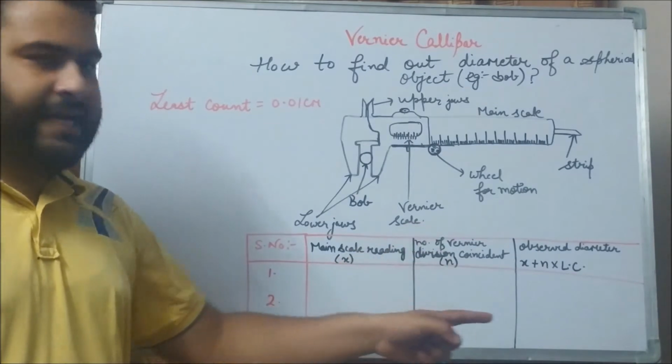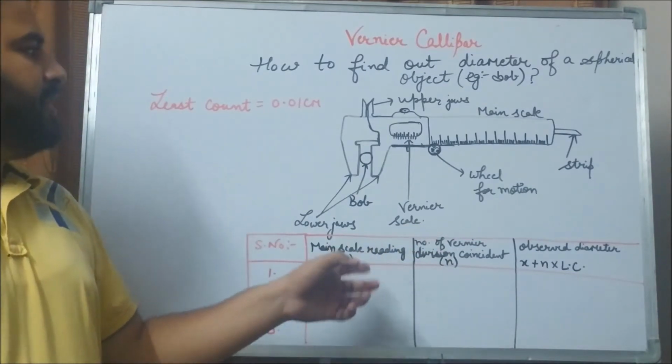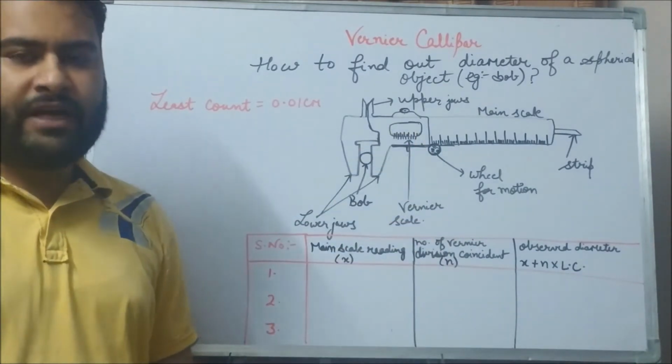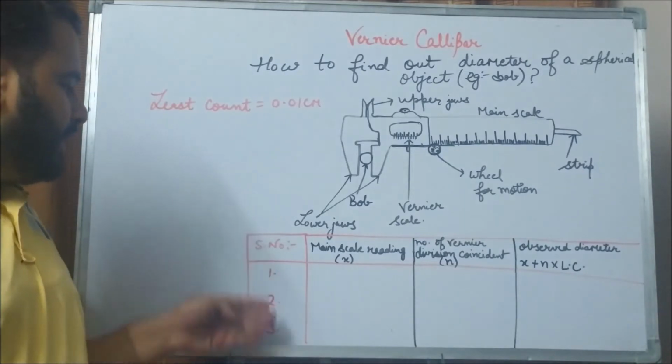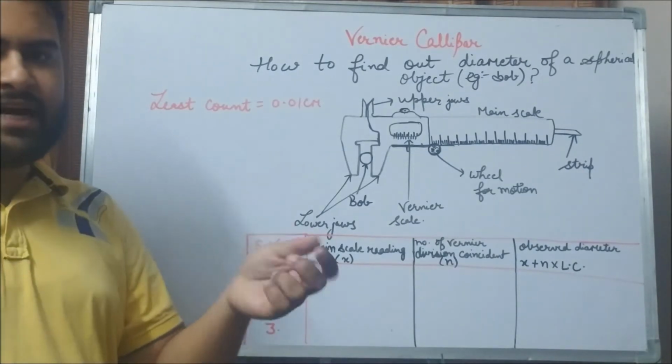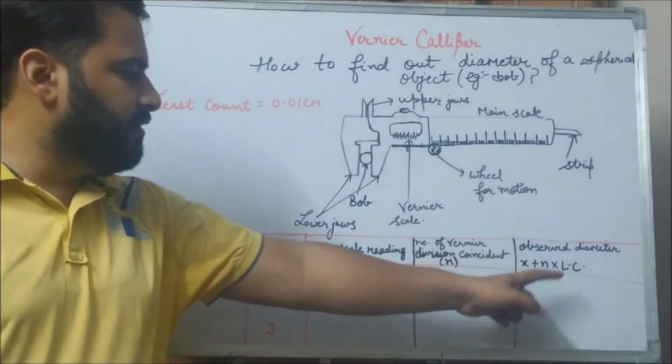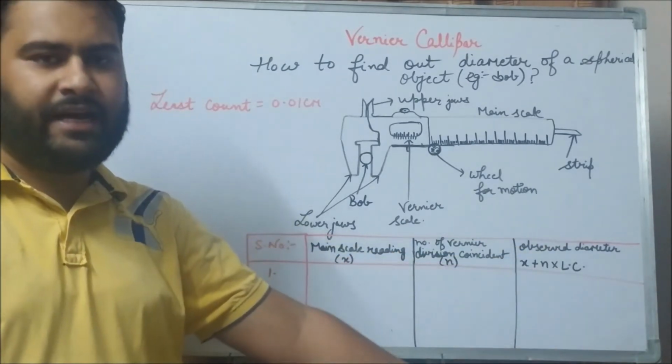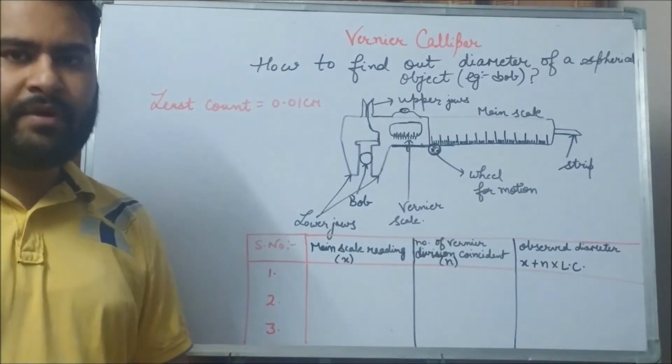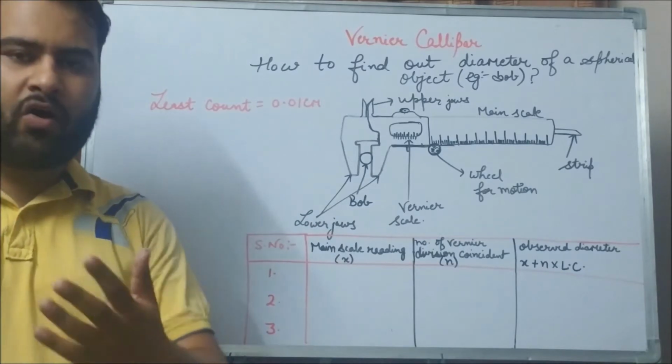We will fill the readings in this table by observing these facts from the vernier caliper, and we will take 2-3 readings corresponding to different directions of a bob, and then we will take the mean of this final reading, and hence we will get the diameter of a bob. So let's see how we do that.